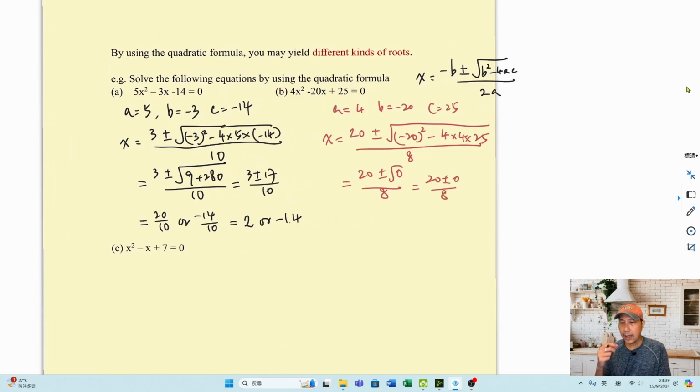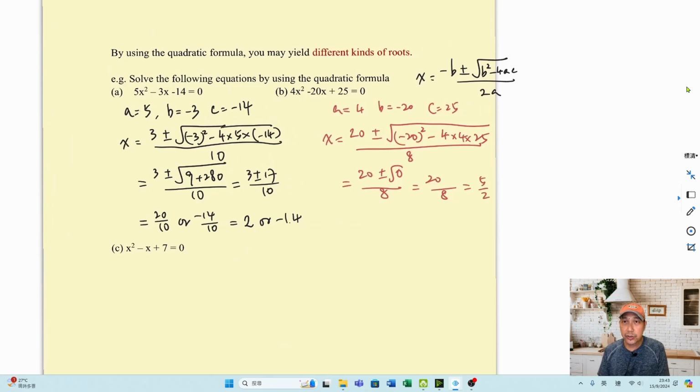Okay, plus 0 or minus 0 are the same, so we don't need to write the positive or negative 0. Just 20 over 8. Simplify it, divided by 4, so 5 over 2.